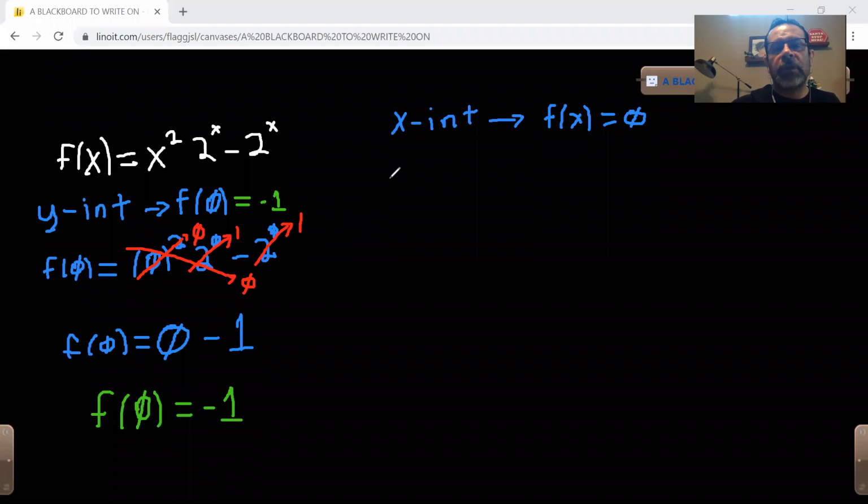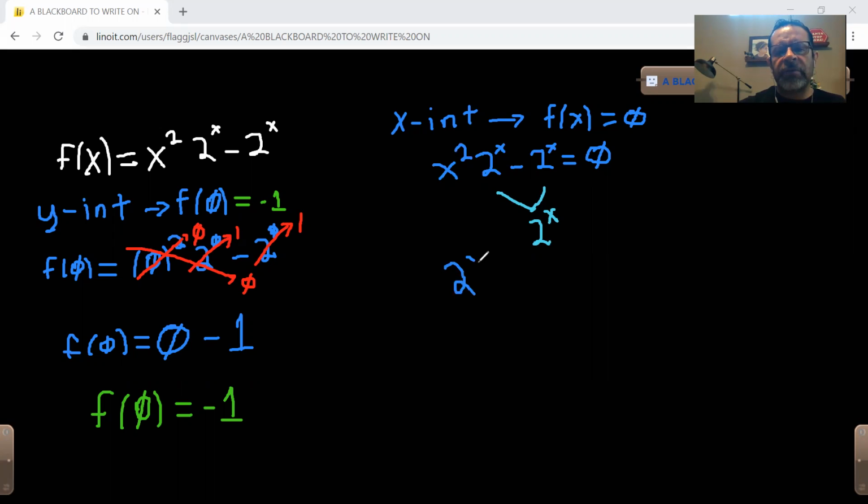So we're going to have x squared times 2 to the x, minus 2 to the x, equals 0. What could we do there? That's actually not that complicated. We've got the 2 to the x here. And if you notice, that's a common factor. So let's see what happens if we factor that. So let's bring out the 2 to the x.